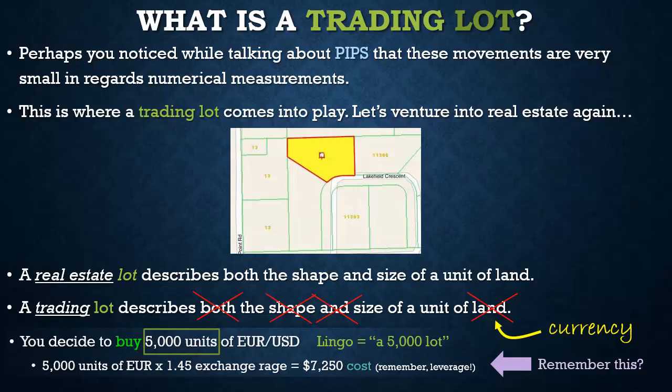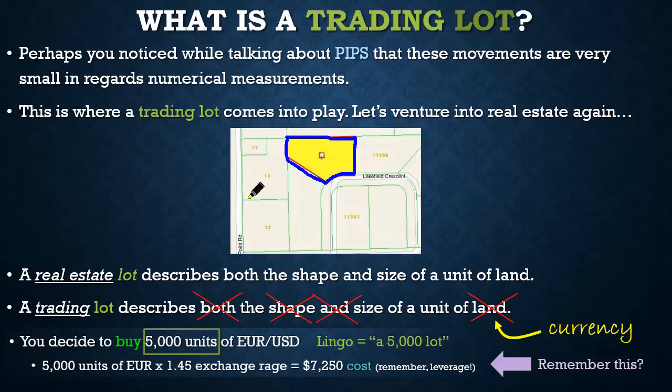So in real estate, a lot just simply describes both the shape and size of a unit of land. I mean, right here you have an aerial view. And as far as this lot is concerned, you now understand the shape of the lot, which is kind of goofy. And on this picture, of course, it doesn't tell you the size, the area of it, but you get the point. That's what a lot in real estate is. It's just telling you both the shape and size of this unit of land.